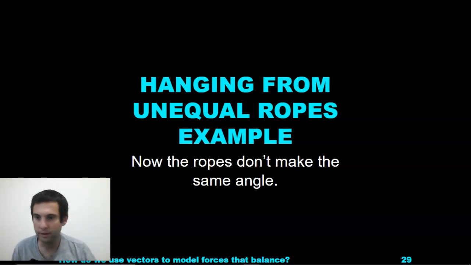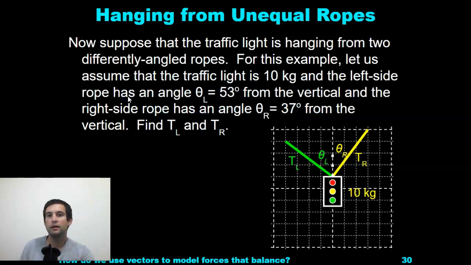So what if the ropes don't make the same angle? How do we deal with it then? Let's suppose the traffic light is hanging from two differently angled ropes. For this example, let's assume the traffic light is 10 kilograms and the left side of the rope has an angle theta L of 53 degrees from the vertical, and the right side of the rope has an angle theta R equals 37 degrees from the vertical.